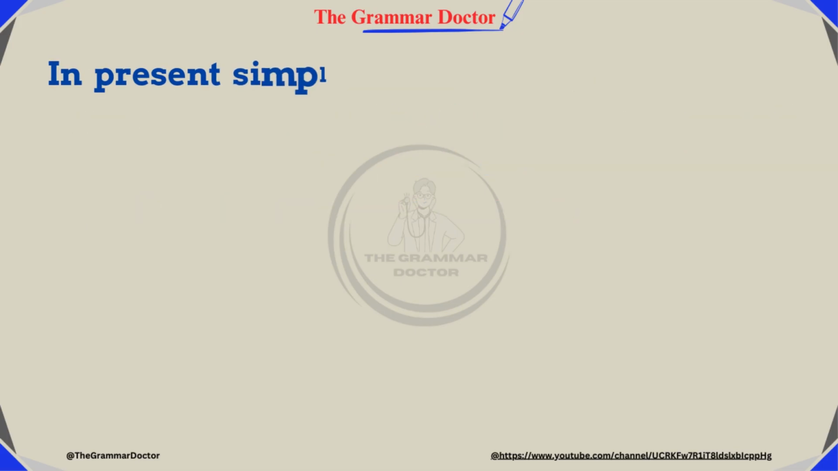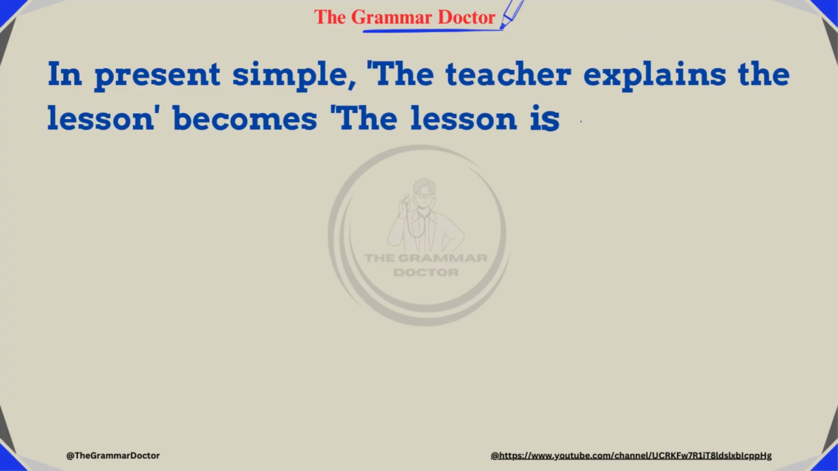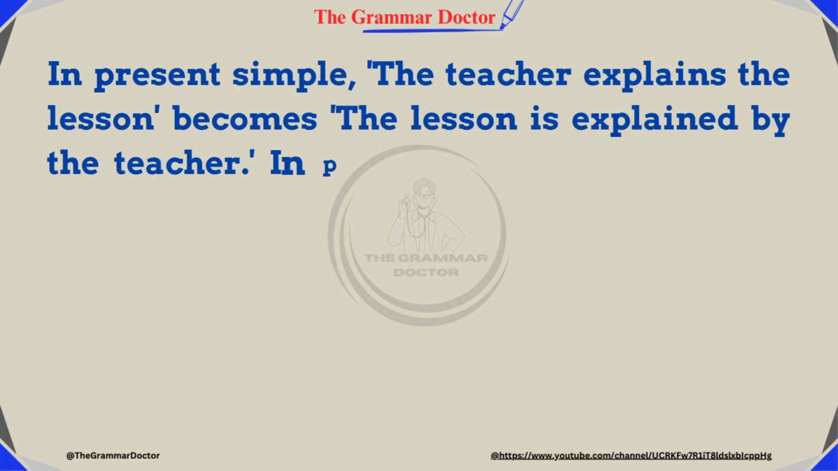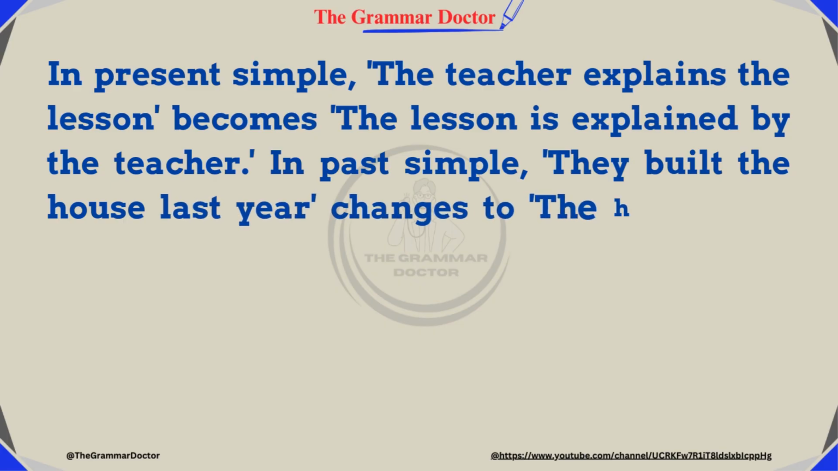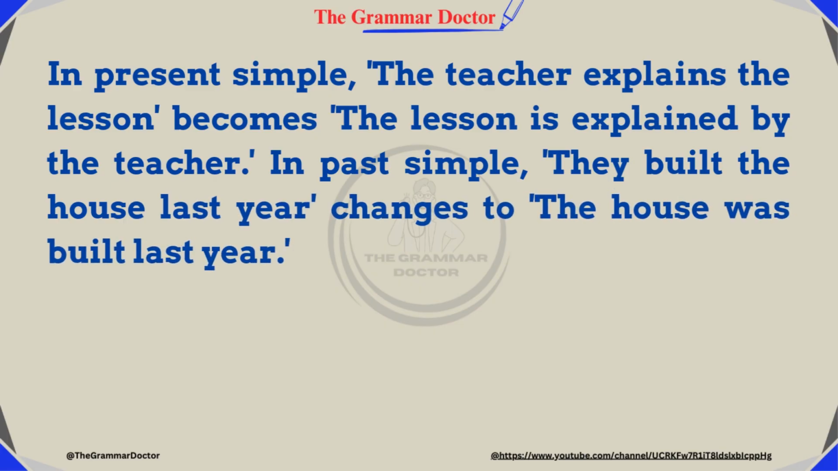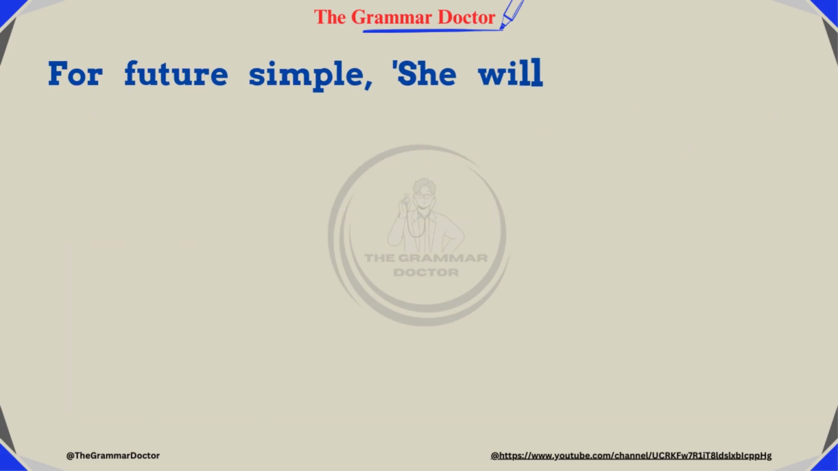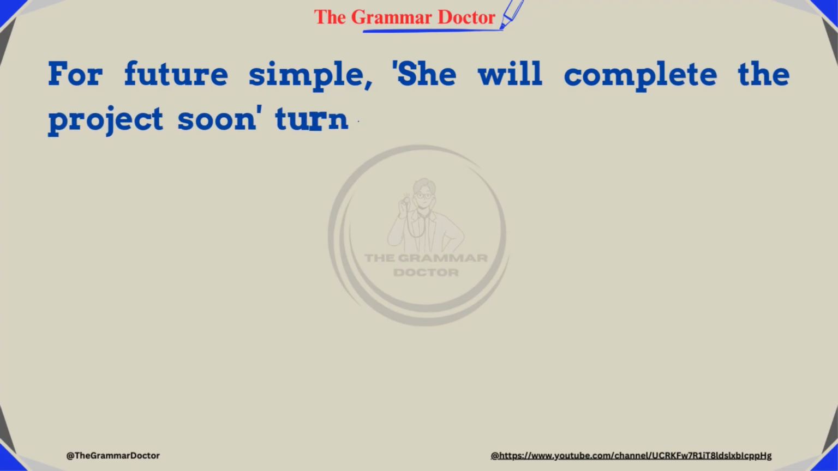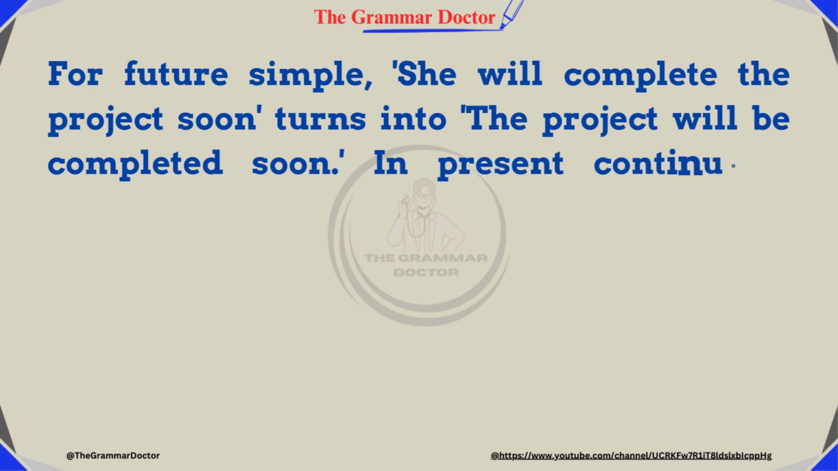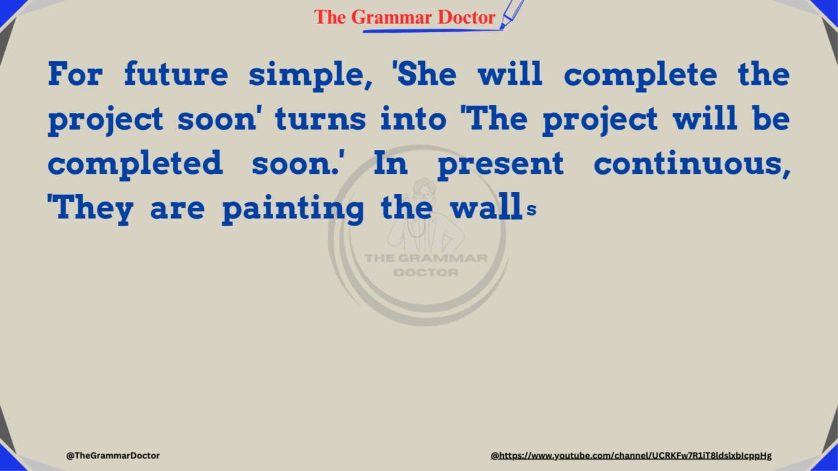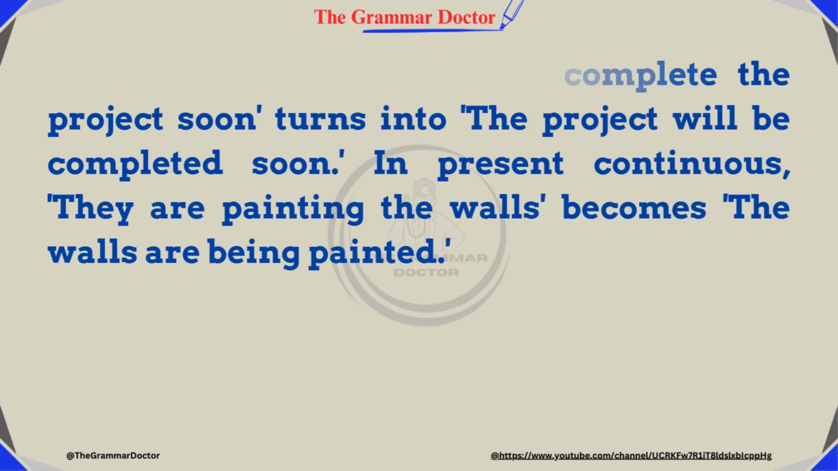In present simple, "the teacher explains the lesson" becomes, "the lesson is explained by the teacher." In past simple, "they built the house last year" changes to, "the house was built last year." For future simple, "she will complete the project soon" turns into, "the project will be completed soon." In present continuous, "they are painting the walls" becomes, "the walls are being painted."